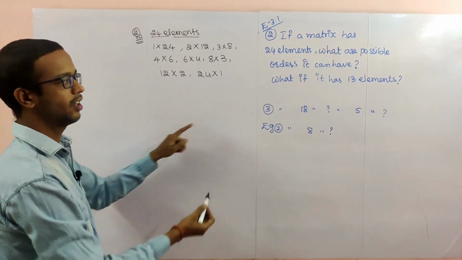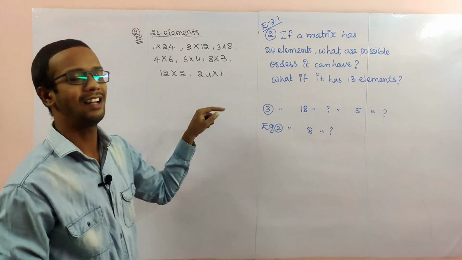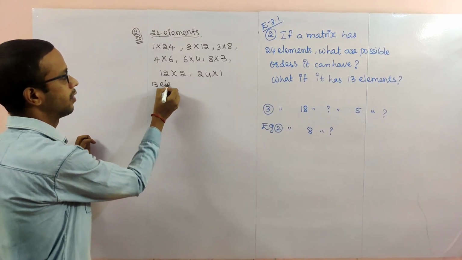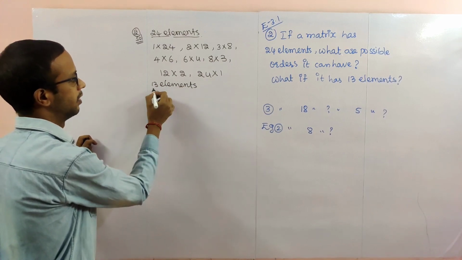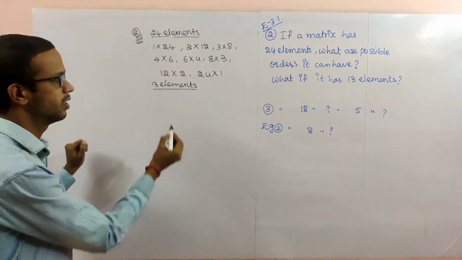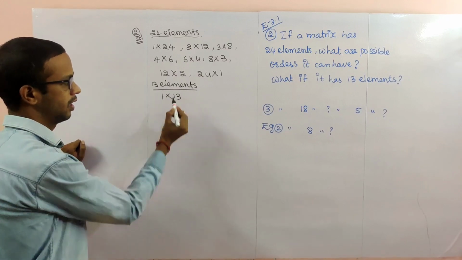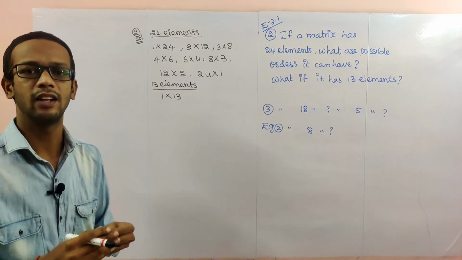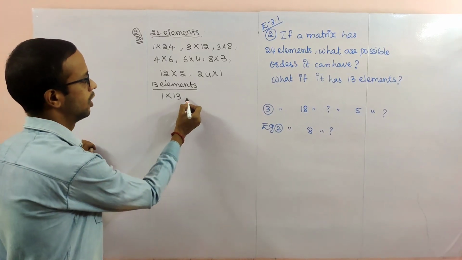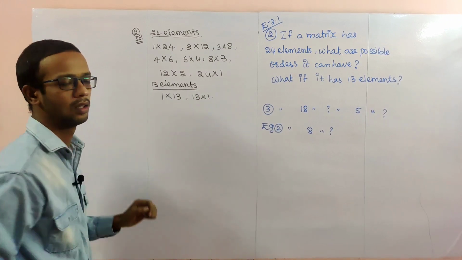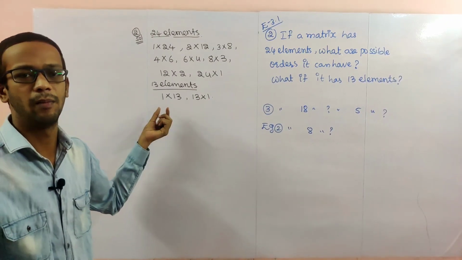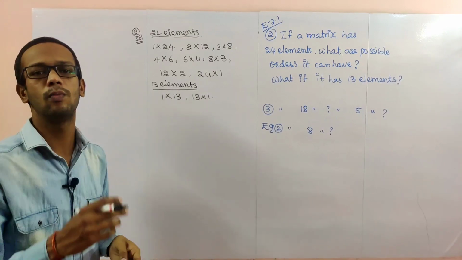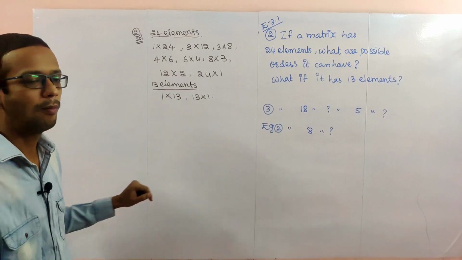So next, in this continuation, what if it has 13 elements? What are the possibilities? First, one possibility is compulsory, 1 by 13. If you take the tables of 2, 3, 4, 5, we won't get 13. 13 is a prime number. So 1 by 13, 13 by 1. Only 2 possibilities.